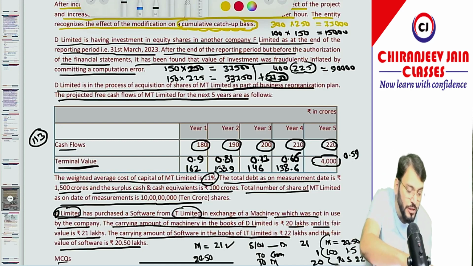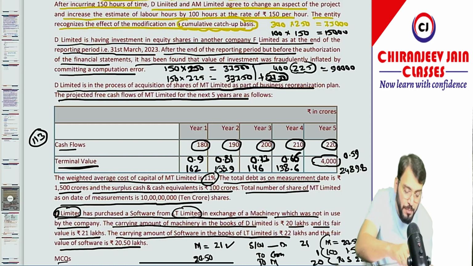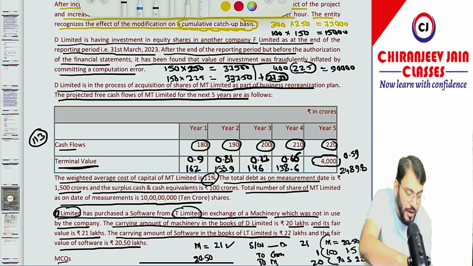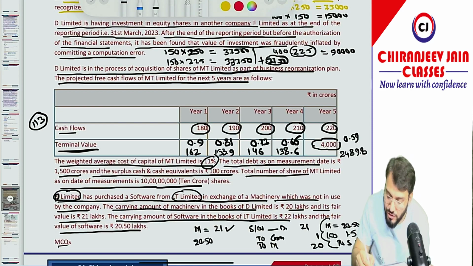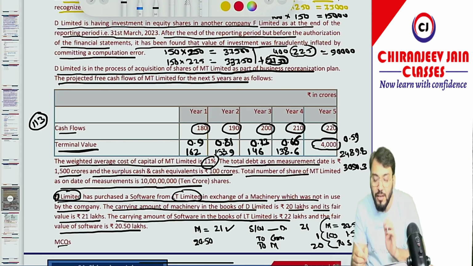It will become 4,220 into 0.59. How much is it coming? 2489.8. Sum total: plus 162 plus 153.9 plus 146 plus 138.6 is equal to 3090.3. The sum total of present value is coming to 3090.3.